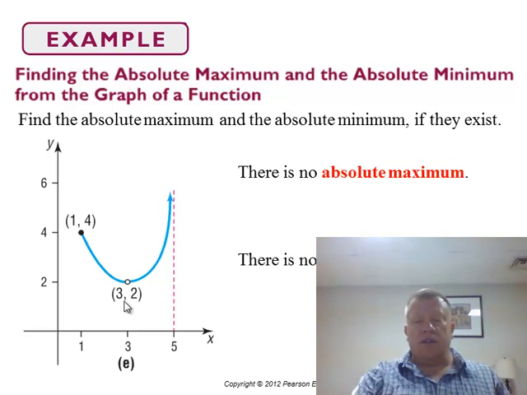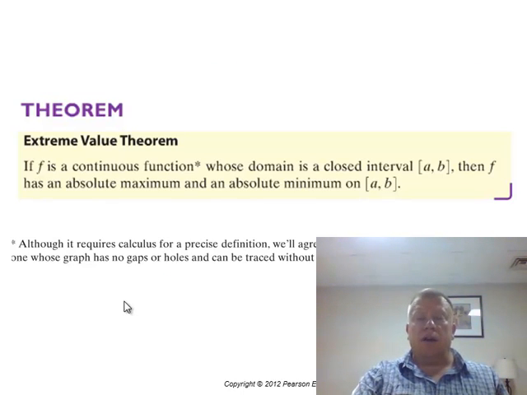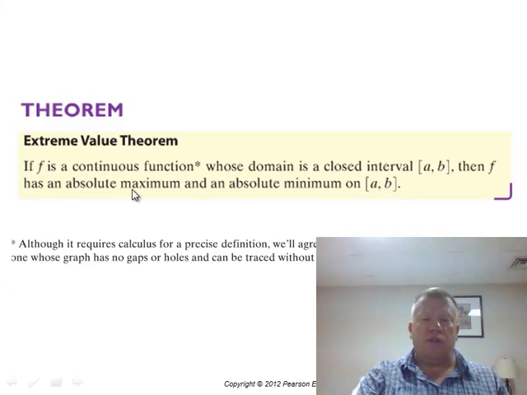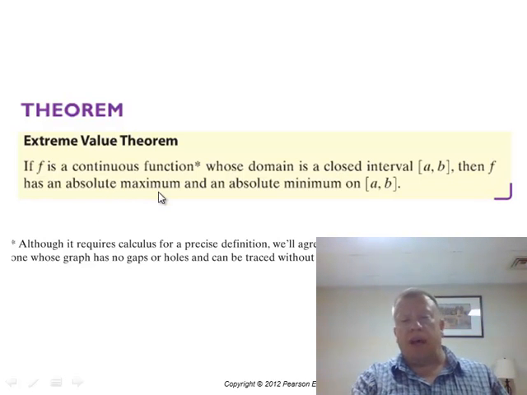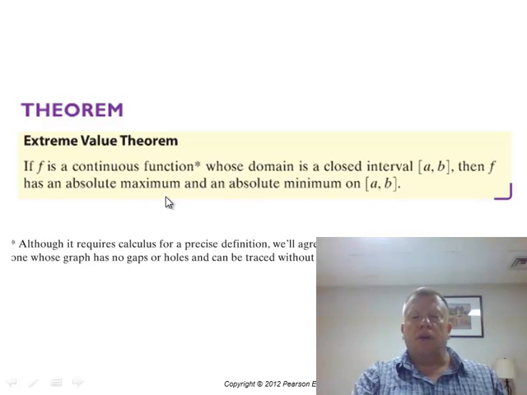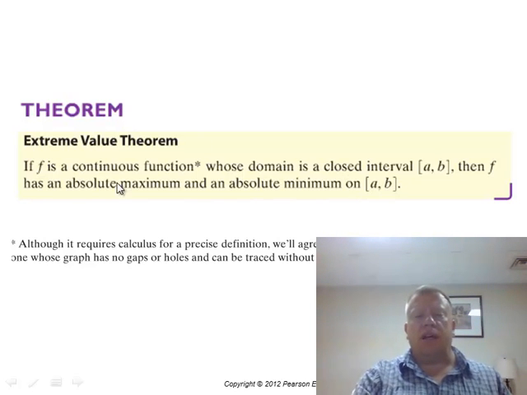So not all continuous functions will have absolute maximum or minimum values on just any arbitrary interval. But we are guaranteed, though, if you do have a continuous function over some closed interval, then we are guaranteed that there will be an absolute maximum and absolute minimum value on that closed interval. Here, this is important. First of all, what is a continuous function?